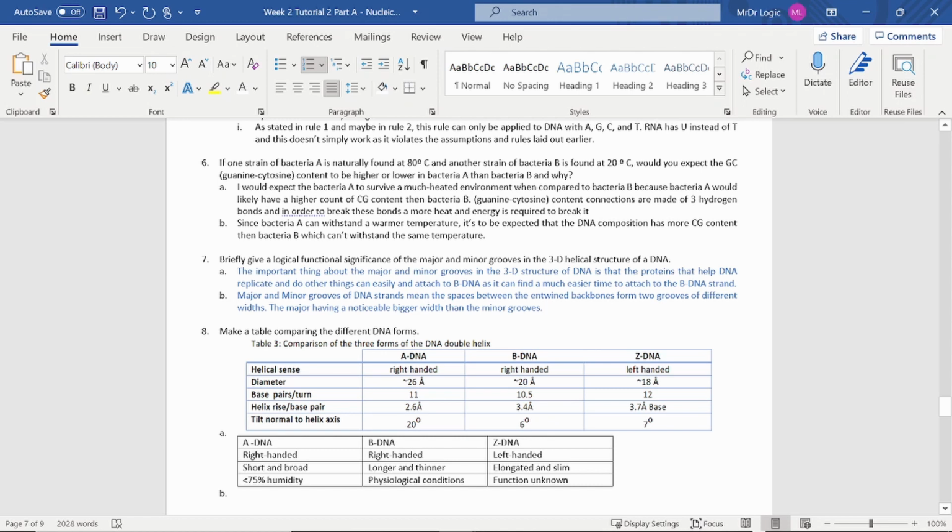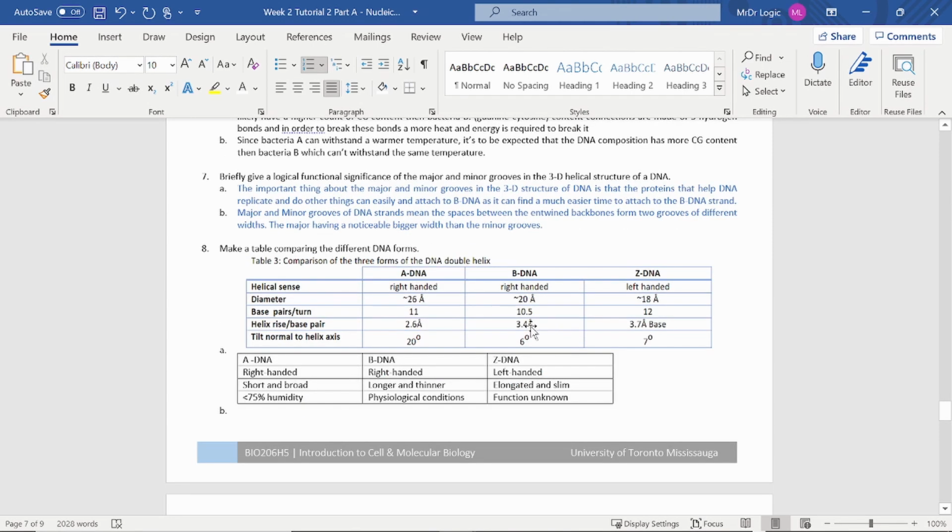The important thing about the major groove and minor groove is that it helps proteins. That's the technical reason, but is the space between entwined to the grooves? You can basically pause and read that. I just came up with some of this. Basically all you need to know is that there are spaces between the grooves of different widths. So that's what I would highlight as the major thing.